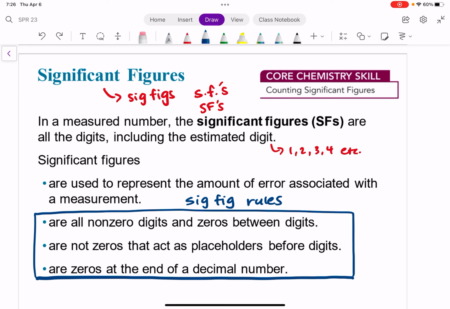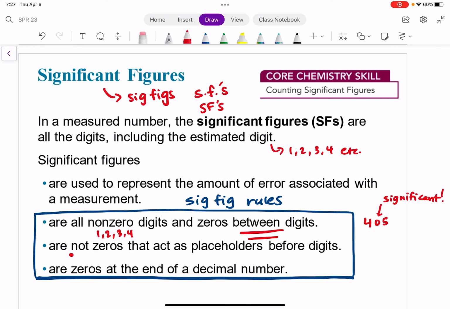So number 1, all non-zero digits and zeros between digits are significant. All non-zero digits, so anything like 1, 2, 3, 4, whatever. And then zeros that are between digits. So if we had like 405, if the zero is sandwiched between those two other non-zero digits, that zero is significant. So let's put significant. It matters.